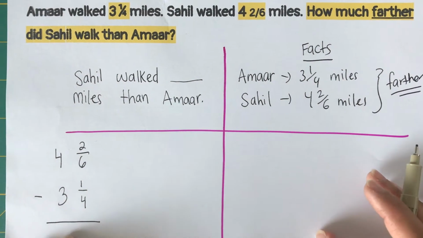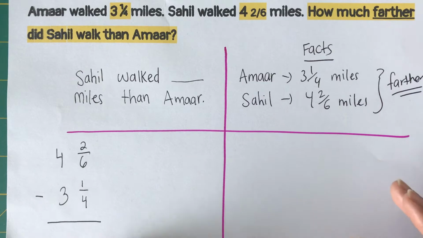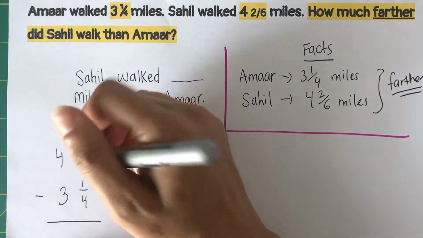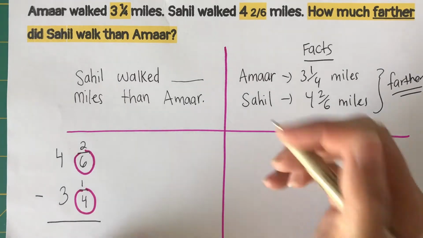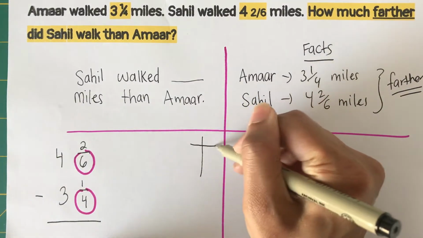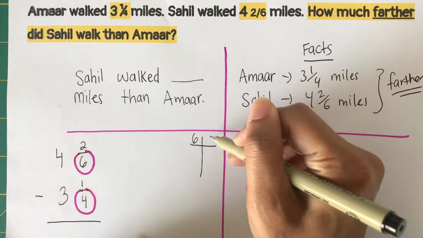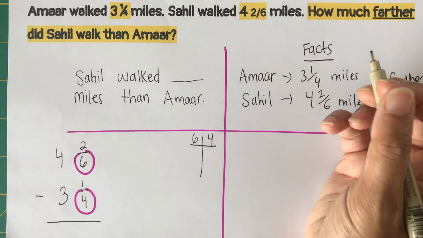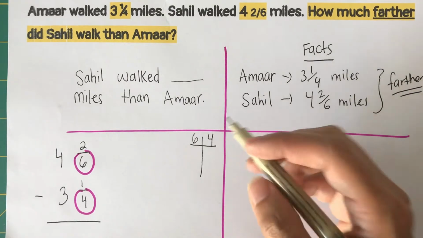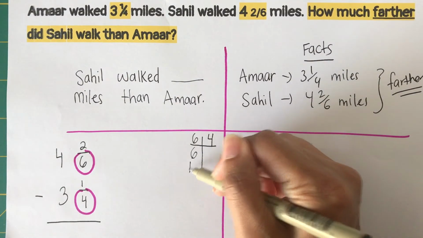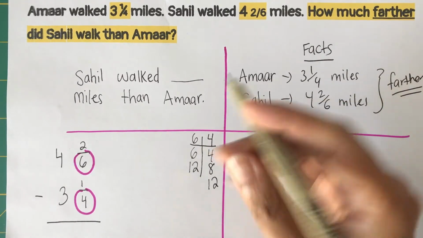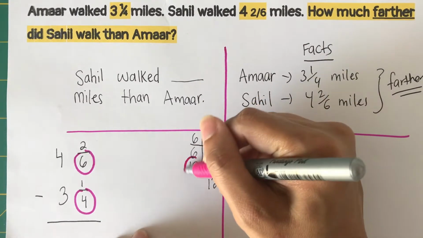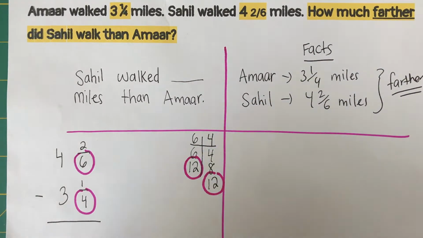Now again, when we are adding or subtracting fractions, we need to make sure our denominator is the same. Let's go ahead and look at our denominator. This one is 6 and this one is 4, and that is not the same. So the first thing we're going to do is make a T-chart, put our denominators 6 and 4, and we will find a least common multiple. So 6, 12, 4, 8, 12. So we have a least common multiple here, the 12, and that will be our new denominator.